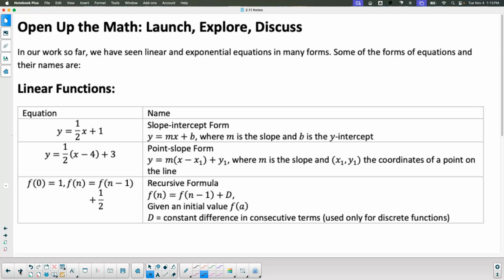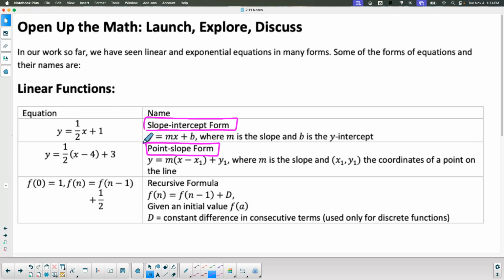So linear functions, we have 3 different kinds. We've got the slope-intercept form, which is that y equals mx plus b form. We've got the point-slope form, which tells you a point that you go through and the slope. So if you have that rate of change and a point that it goes through, that would be the one that you would go to. If you have where it starts and the rate of change, then you would go with slope-intercept form.